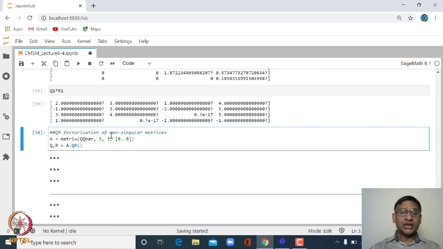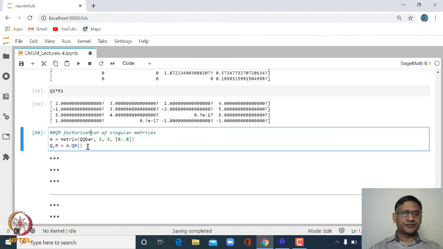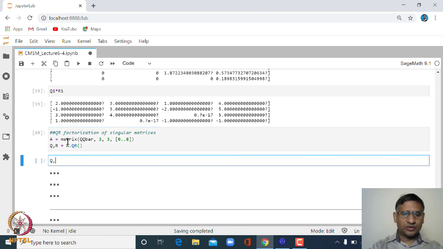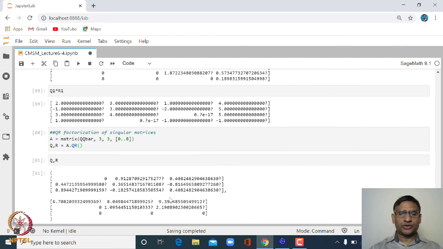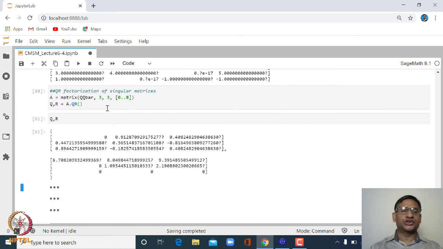For example, you can even have a singular matrix and find the factorization of a singular matrix. So here what is it? This is a 3 cross 3 matrix with entries starting from 0 to 9. So the first row is 0 1 2, second row is 2 3 4, third row is 5 6 7. And you can find the QR factorization of that as well. So in this case you can see what Q and R are. Let me print Q and R. In this case this is what you get, right. So it is not necessary that the matrix A has to be a non-singular matrix.